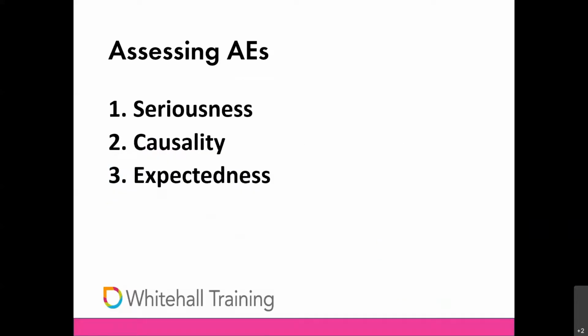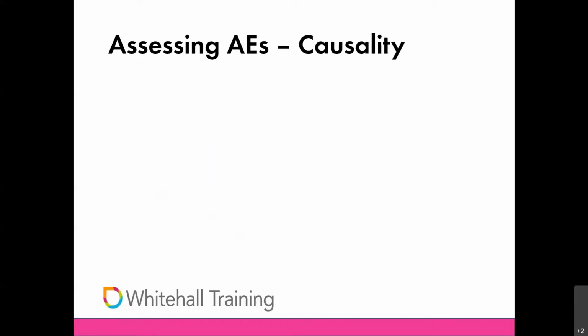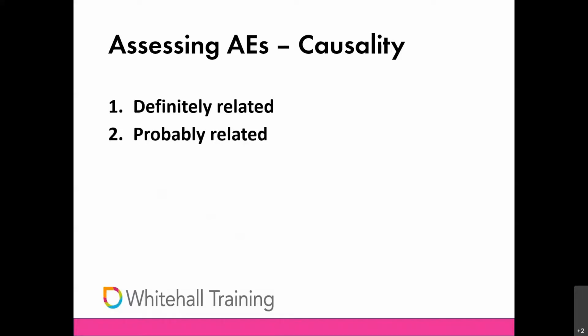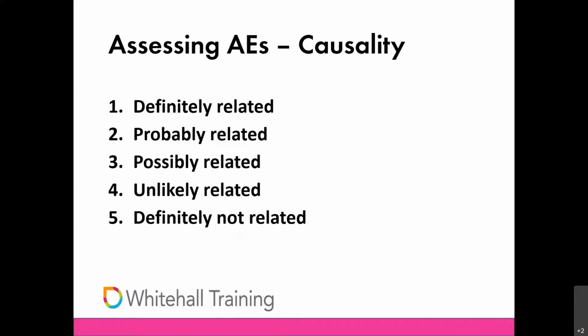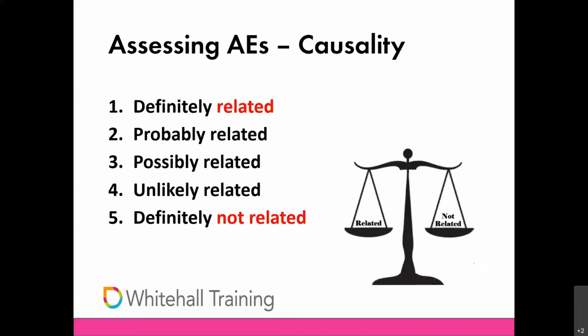Okay, so let's now move on to causality. How do you assess causality? Well, there are several different degrees of causality, if you like. First, something that's definitely related to a particular drug, probably related, possibly related, unlikely to be related, and definitely not related. Now, from a regulatory standpoint, that isn't particularly helpful, so it's generally better to convert that into a binary, either definitely related or definitely not related.